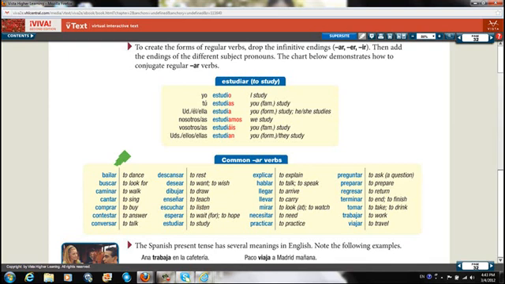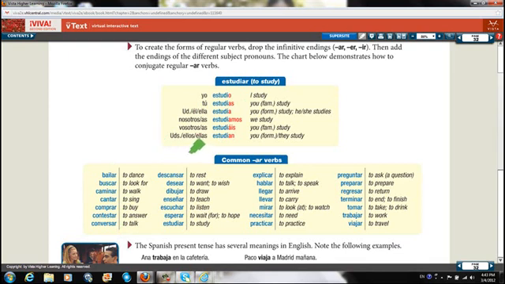What about we're dancing? Well, we need to find the we, nosotros or nosotras, and then the we ending, amos. Take off the AR. Nosotros bailamos. Muy mal. We don't dance very well. Nosotros bailamos. What if we wanted to say, let's try she. What about she? Ella. The ending is the a. Take off the AR. Ella baila. Ella baila.